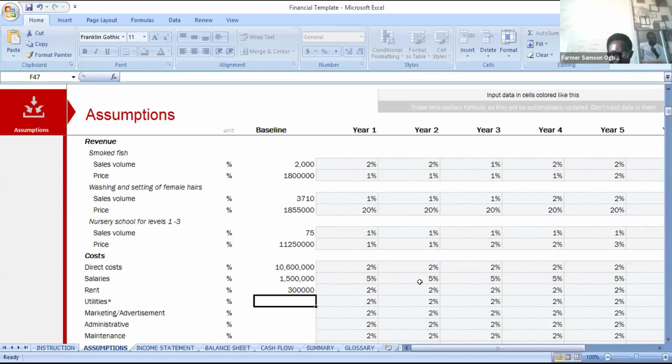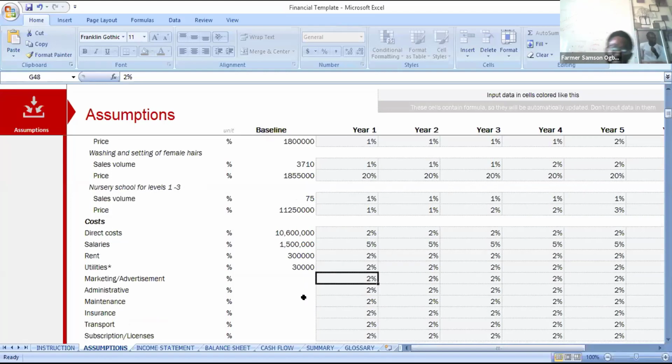You should know. Then your utilities, things like your PHCN bill in a year, depending on where your company is, should not be so much. Let's put 30,000 naira. I know some people are shouting, no, where we are is way more than that. Let's assume. This is an assumption.